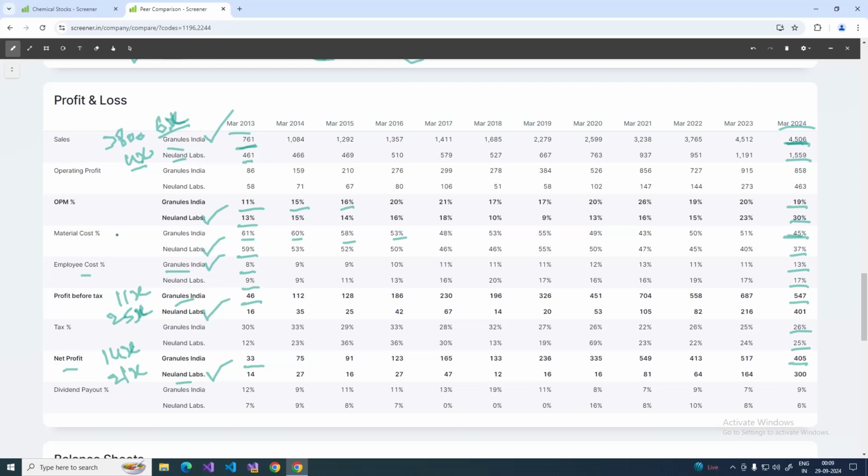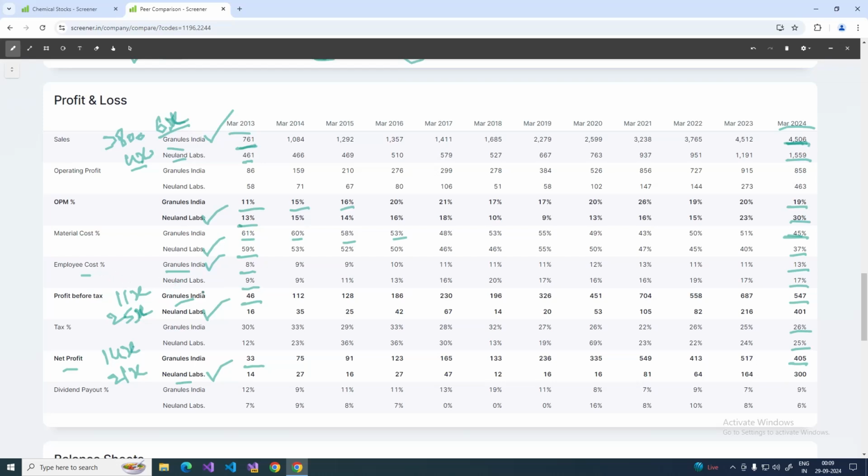Operating profit margins increased for Neuland Laboratories from 13% to 30%. This is positive for Neuland Laboratories. Material cost for Granules decreased from 61% to 45%. For Neuland Laboratories, 59% to 37%. So here Neuland Laboratories decreased material cost more. This is positive.